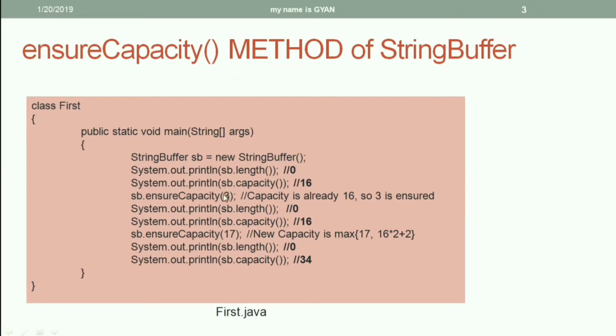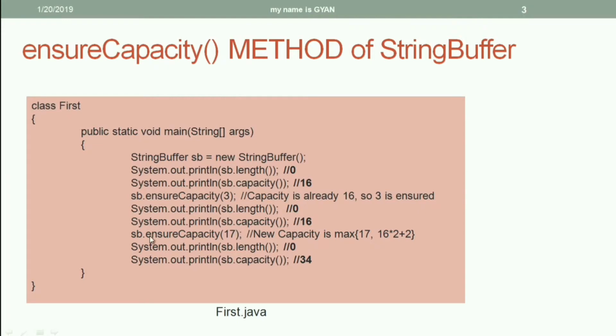After that, again we are calling the method ensureCapacity by using the reference variable sb with an argument 3. Here in this statement we are ensuring the minimum capacity of the string buffer object as 3. But the capacity of this string buffer object is already 16. So 3 is already ensured. That's how there is no change in the capacity, because more than 3 is already ensured. That's why when we call the method length by using the reference variable sb, it will print 0, and when we call the method capacity by using the reference variable sb, it will print 16.